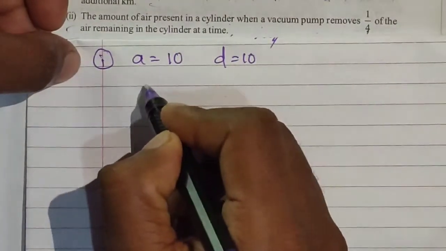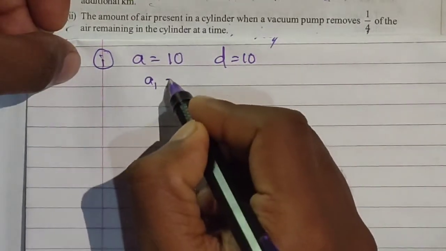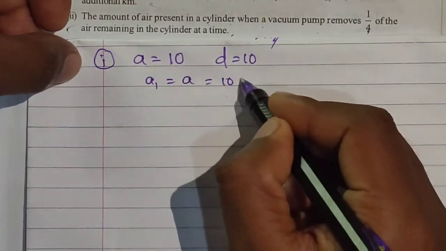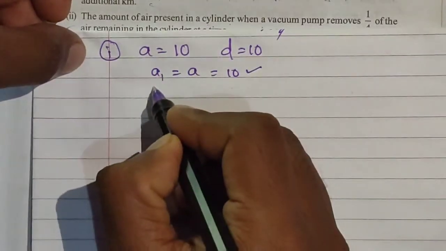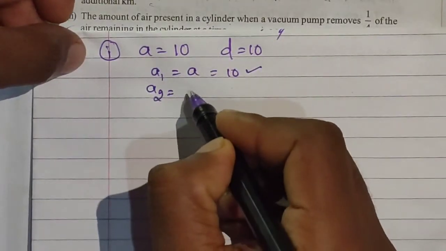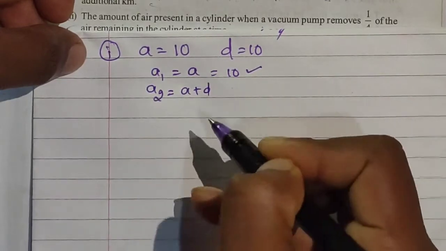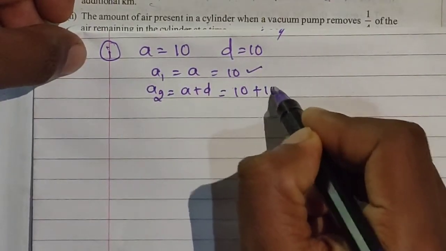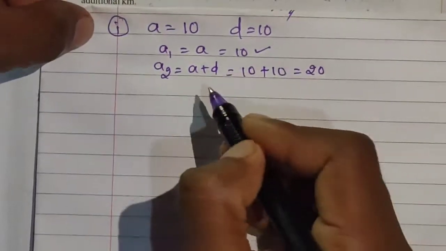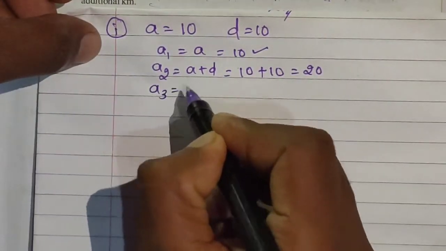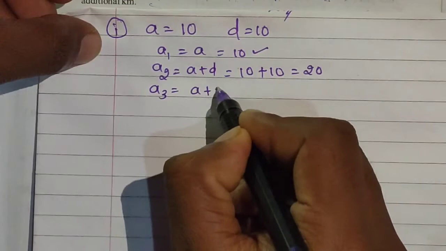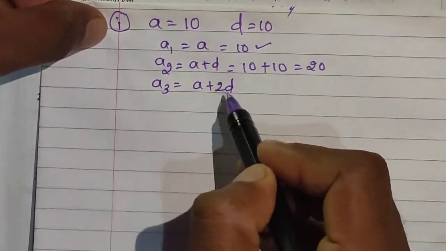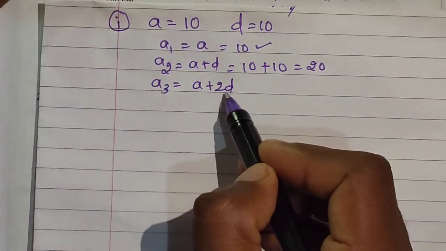The first term of the arithmetic progression is A1. A1 formula is A. A value they gave is 10. It means the first term is 10. To find out the second term of the arithmetic progression, the formula is A plus D. A value they gave 10 plus D value they gave 10. 10 plus 10, answer is 20. The third term of the arithmetic progression, formula is A plus 2D.